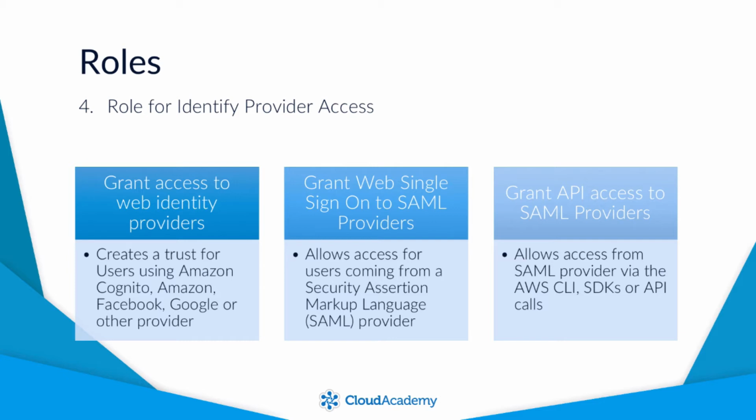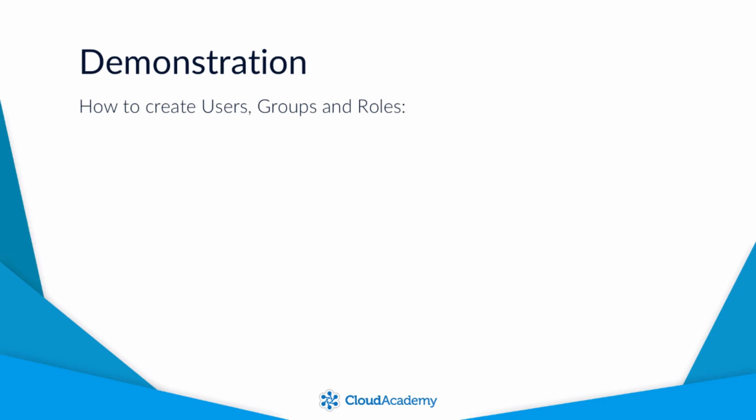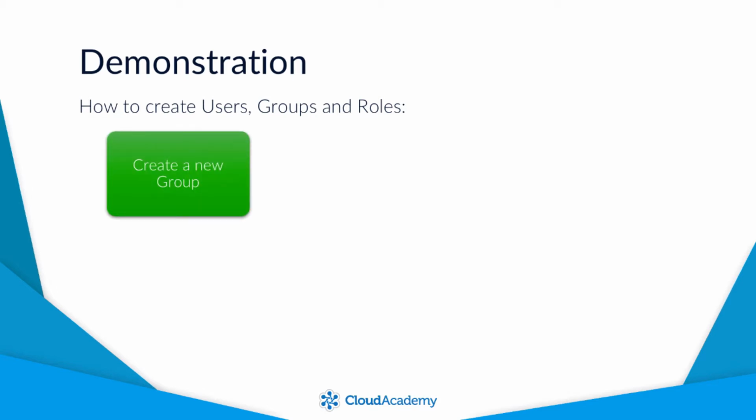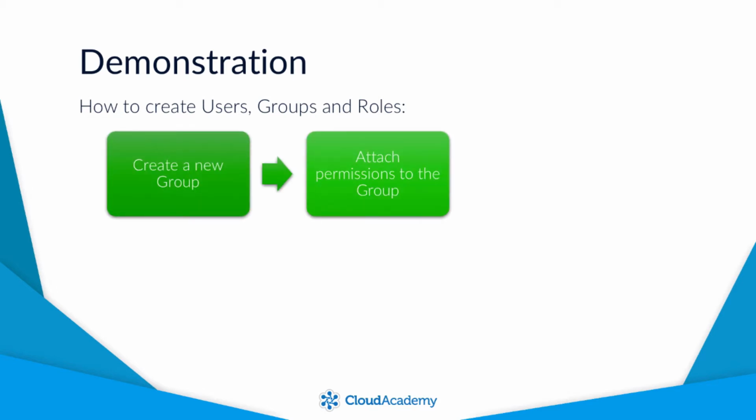Now we have covered users, groups, and roles, let me provide a demonstration showing how each of these are created. Within the demonstration, I shall perform the following steps. I will start by creating a group. I will then attach permissions to this group by using an existing AWS managed IAM policy.